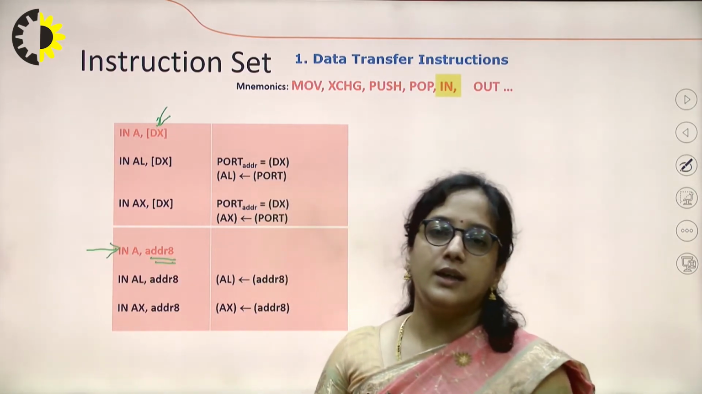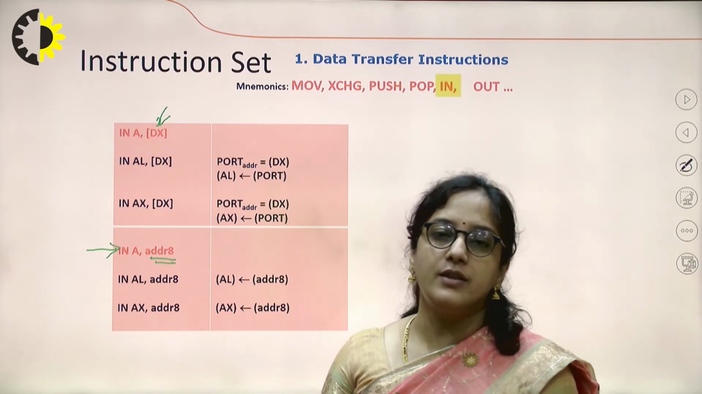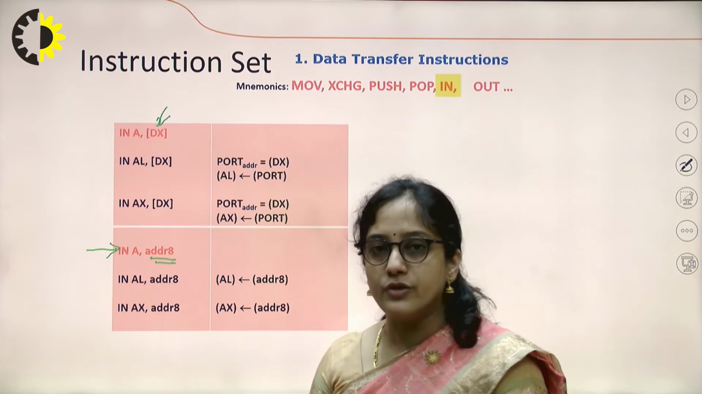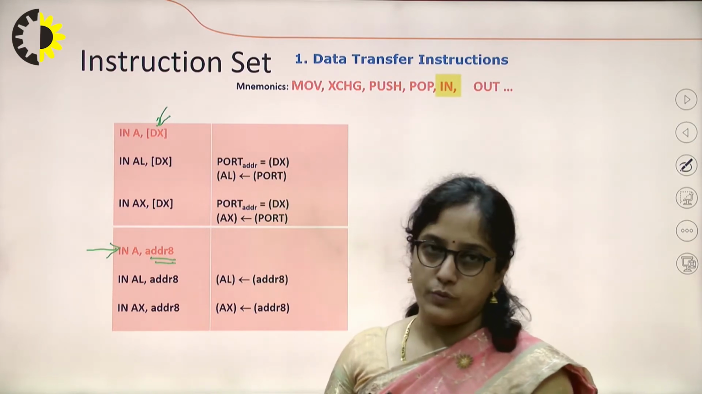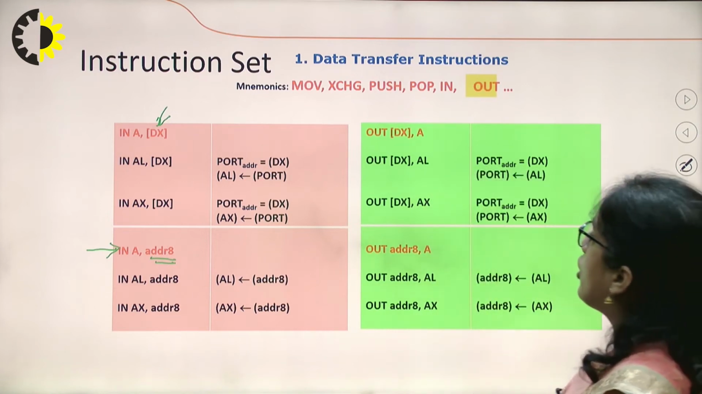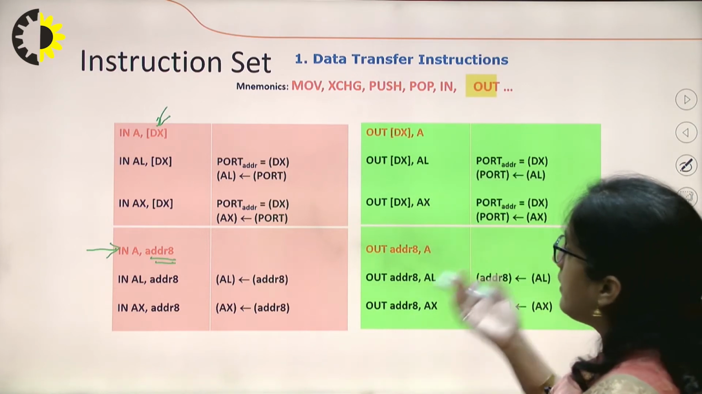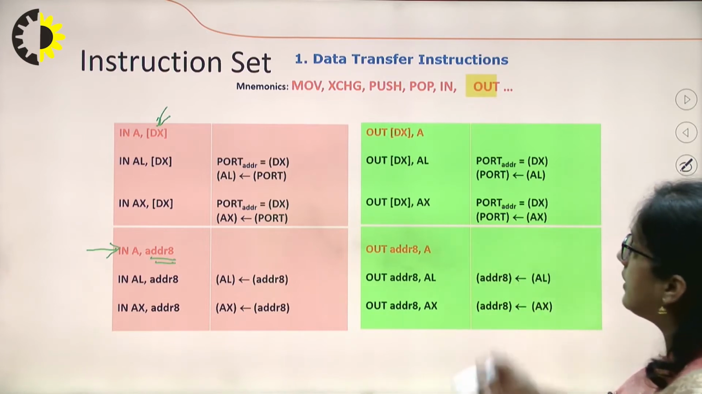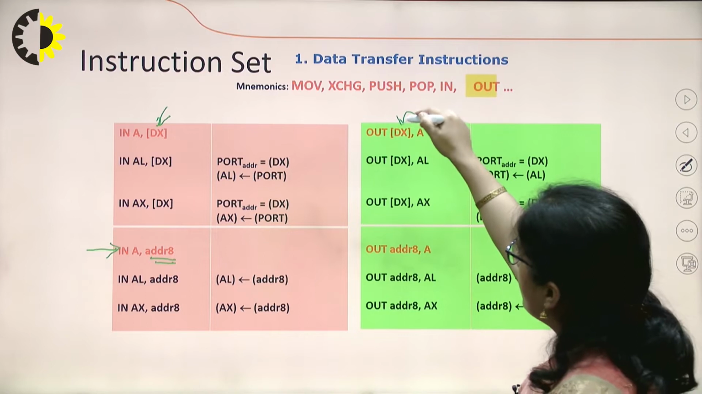Now in case of 8086 we have a 16-bit address for input output devices, so we can access 65,536 input output devices. Similarly, we have OUT DX comma A, where we are copying the content from the accumulator to the port addressed by the DX register.